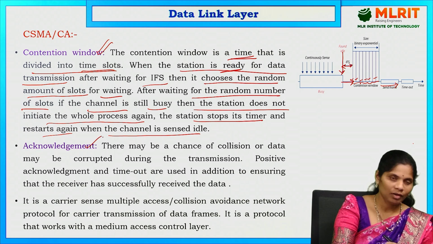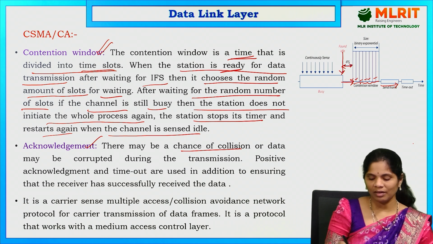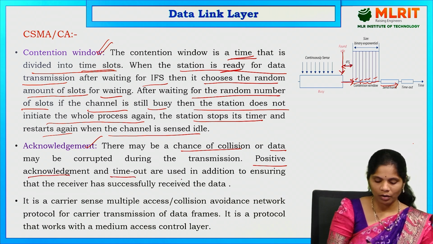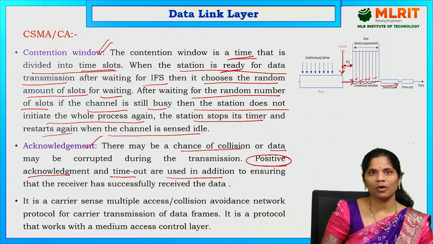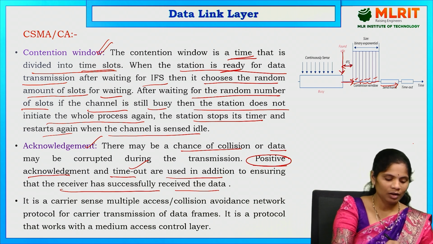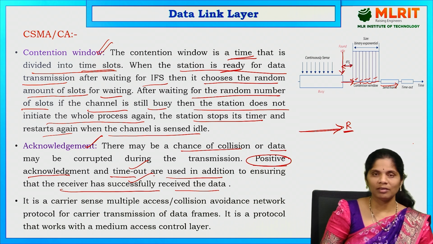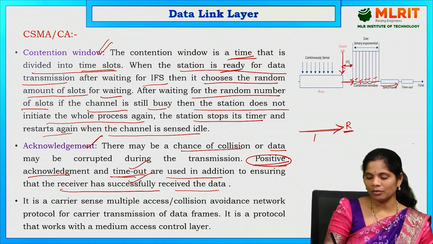And next, what is acknowledgement? Acknowledgement is talking about the chance of collision. If any collision is going to be there, means any data is corrupted during the transmission, a positive acknowledgement and timeout are used in addition. Means the receiver will send a positive acknowledgement, or a timeout message in addition to that, saying the receiver has successfully received the data. Whatever channel we are using, this gives some acknowledgement to the station.